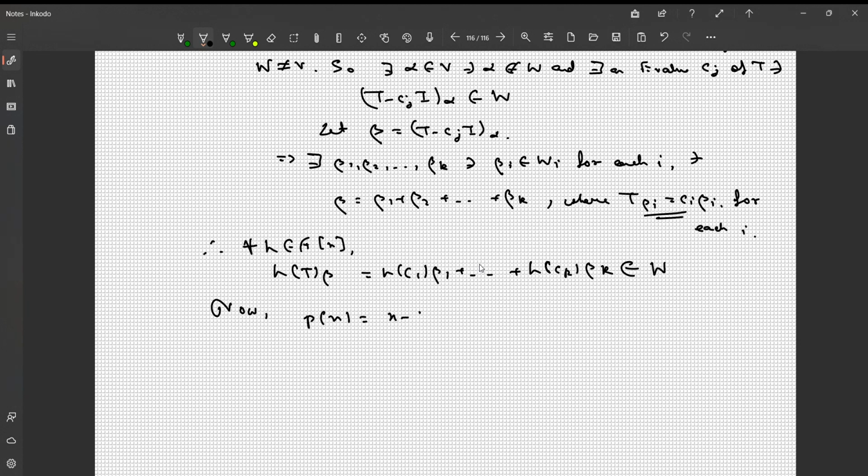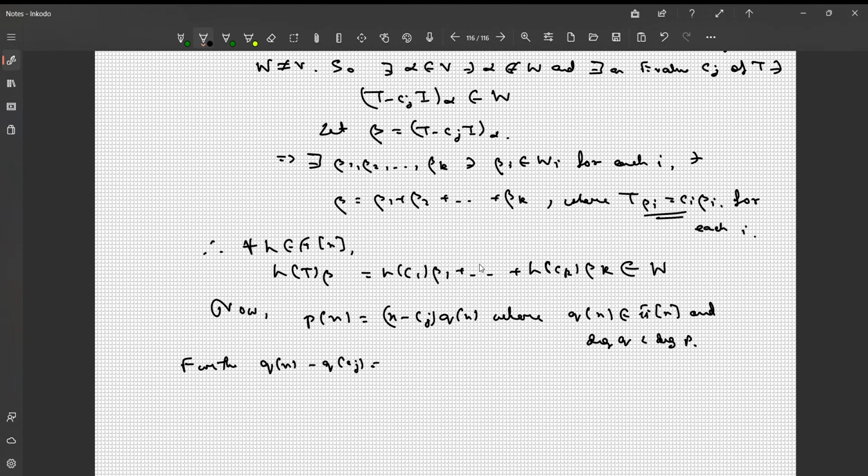Okay. Now by the form given of the minimal polynomial, we know that x minus cj will divide p, right? So we can write p(x) as x minus cj times q(x), right? Where q(x) is in F[x] and degree of q is less than degree of p. Okay, it's clear, right?